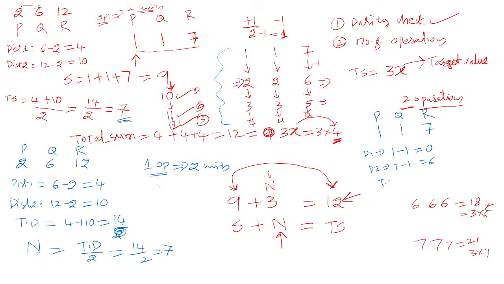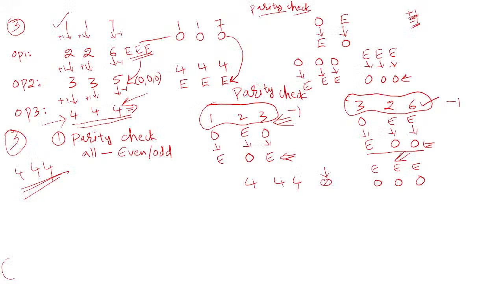So what is the total distance or total gap? The total gap is 6 plus 0, which is 6. Then the number of operations required: in one operation you are reducing the gap by 2 units. So the number of operations is 6 by 2, which is nothing but 3. We required 3 operations. This we solved here. See, operation 1, operation 2, operation 3, we arrived at equal numbers 444.